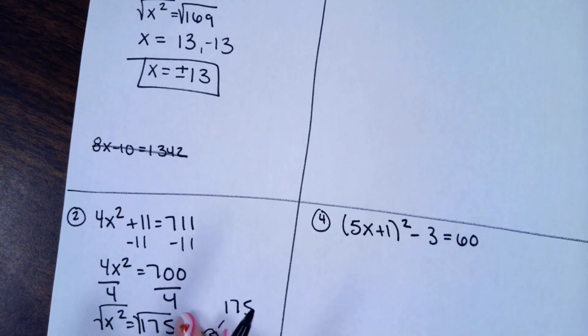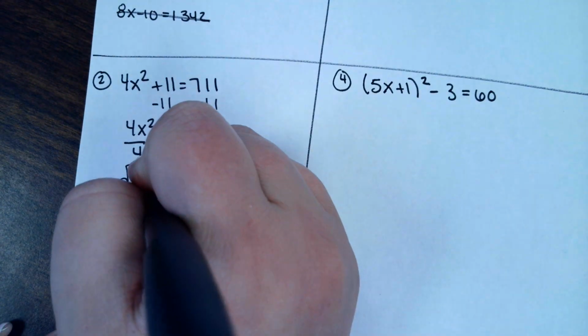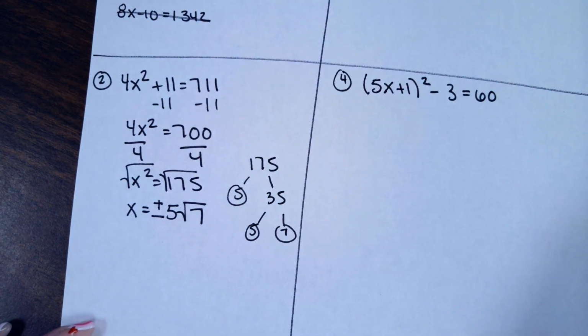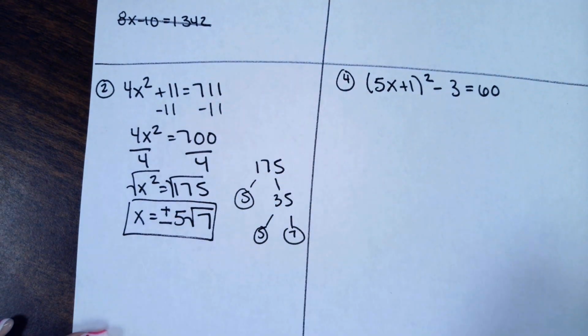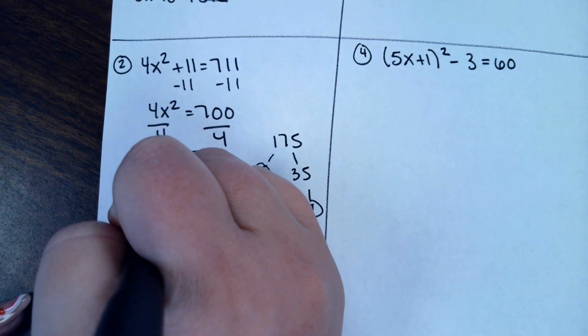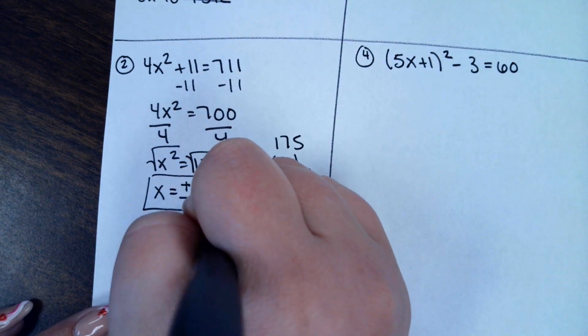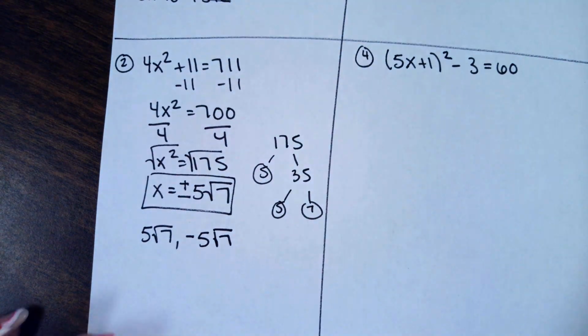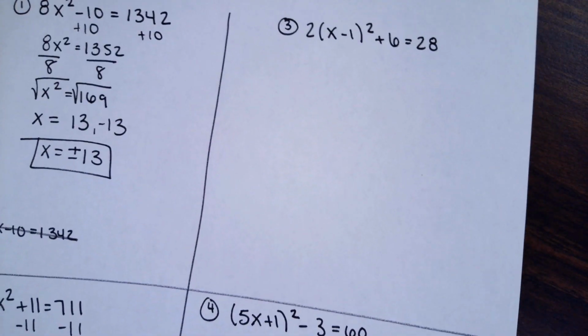Now, just like we did up here, we need our positive answer and our negative answer. So we just add that to the outside here. So really what this answer means is my two answers are positive 5 root 7 and negative 5 root 7. We just write it like this because it's a more concise way to do it.